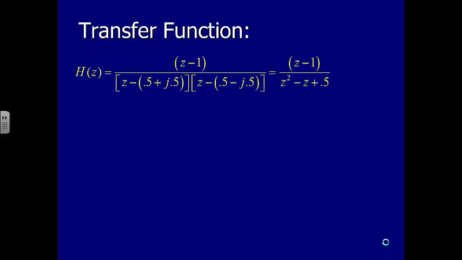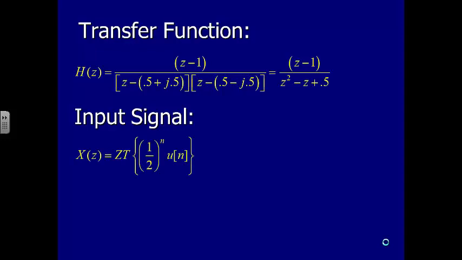So here we go, we got H of z. All right, I got this one. I guess we need X of z next. There's our input signal, 1/2 to the n u of n. What's the z transform of that? Remember? It's alpha to the n u of n. Its z transform is z over z minus alpha. So we just looked that up in the table.